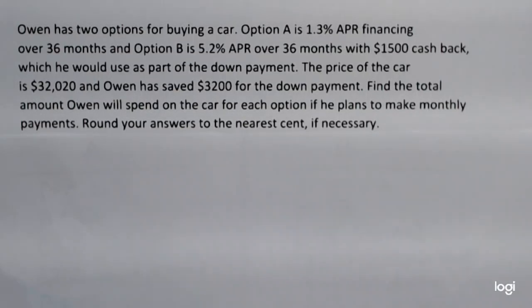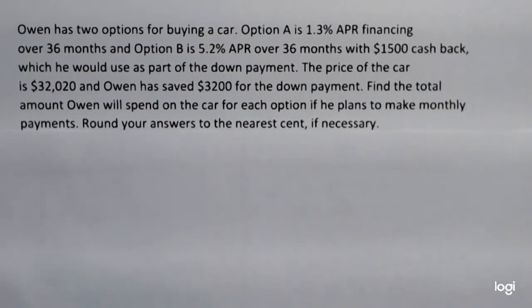Owen has two options for buying a car. Option A is 1.3% APR financing over 36 months, and option B is 5.2% APR, annual percentage rate, over 36 months with $1,500 cash back, which he would use as part of the down payment. The price of the car is $32,020, and Owen has saved $3,200 for the down payment. Find the total amount Owen will spend on the car for each option if he plans to make monthly payments.